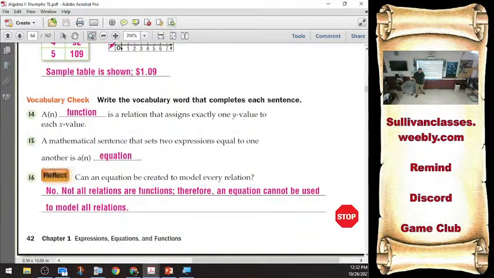There we go. Vocabulary. All right, so now, legitimately, I won't poke you this time. We're always good with the vocab because just going back to the front page and answering the question, you copy down what the vocab says. But at the end, can an equation be created to model every relation? A relation is just a mapping. An equation or a function is a very special kind.